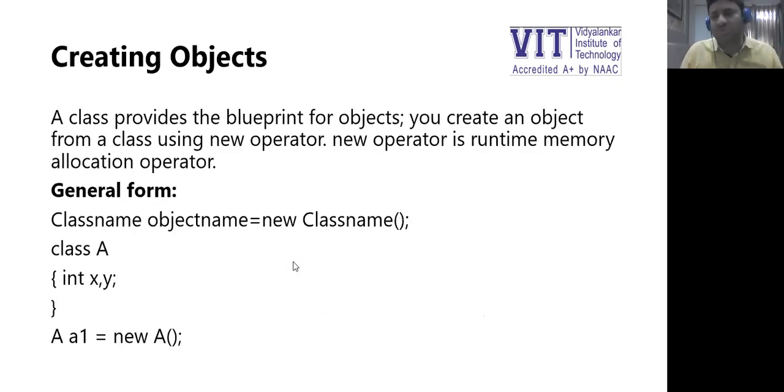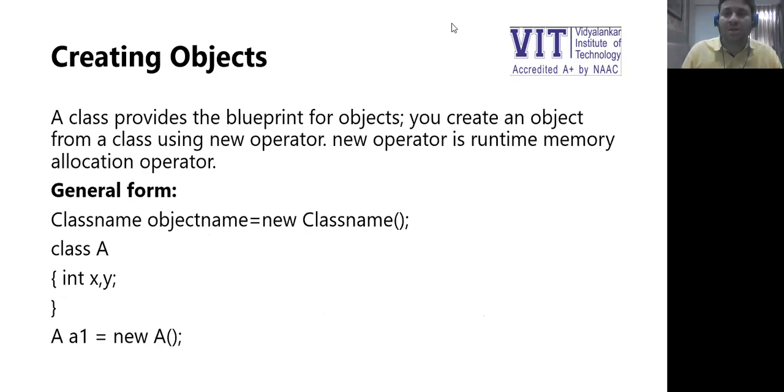Now, how to create an object of a class? What is an object? It is an instance of a class. We all are instances of the class human being because we all have the attributes and features of the class human beings. So the syntax for creating an object is: class name, object name equal to new class name. Now, if we have class A, so A1 equal to new A.